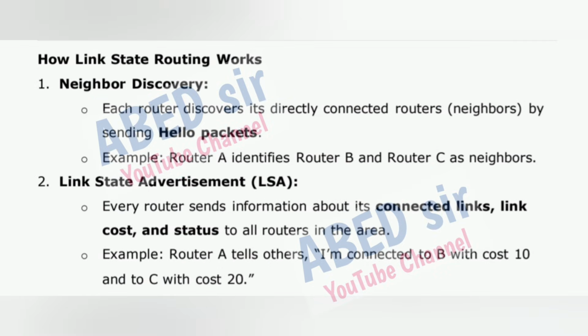1. Neighbor discovery. Each router discovers its directly connected routers, neighbors, by sending hello packets. Example: Router A identifies router B and router C as neighbors. 2. Link state advertisement, LSA. Every router sends information about its connected links, link cost, and status to all routers in the area. Example: Router A tells others, I am connected to B with cost 10 and to C with cost 20.